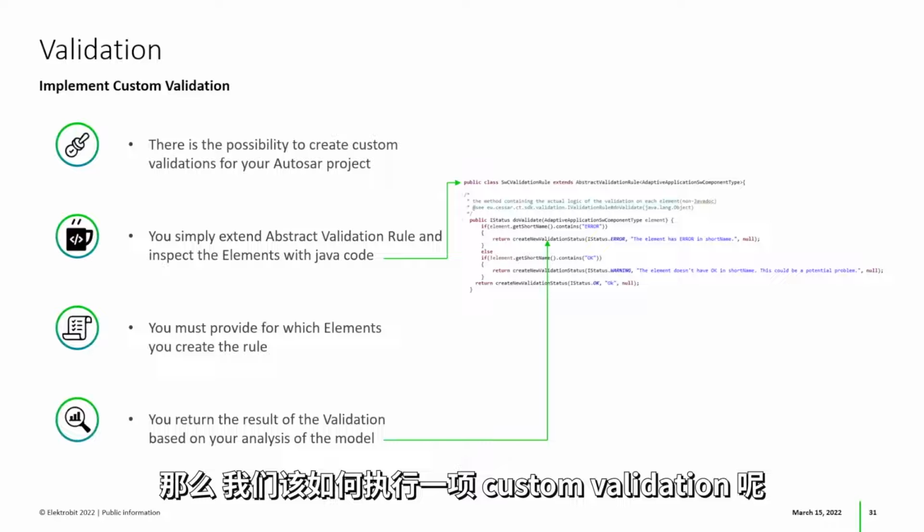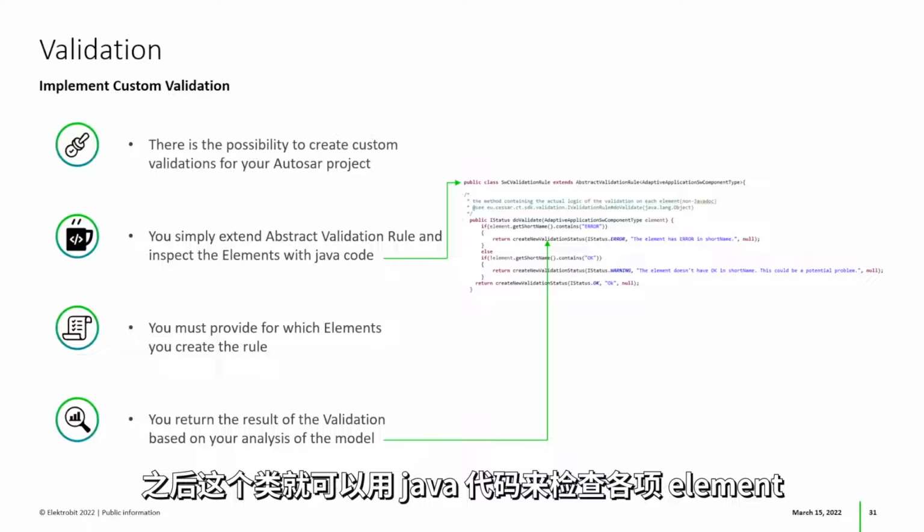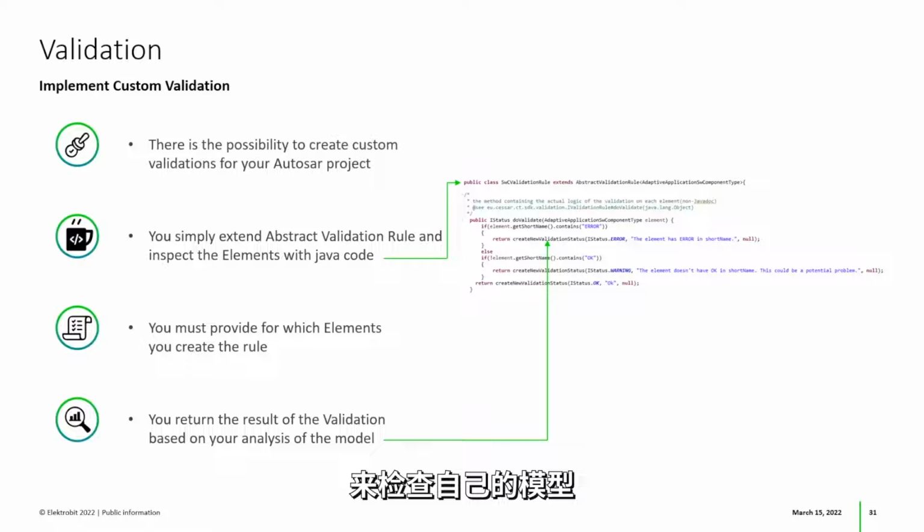So how to implement a custom validation? This is not that hard. You can create custom validations. You just have to extend a specific class, and this class can then inspect the elements with Java code. So you have the full possibilities of Java available to inspect your model.